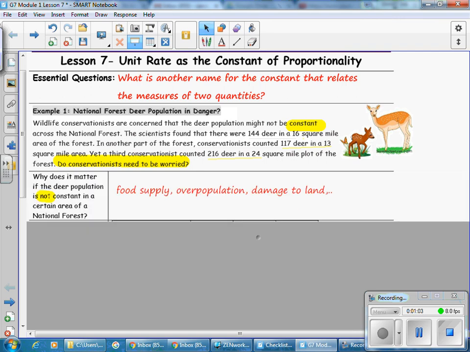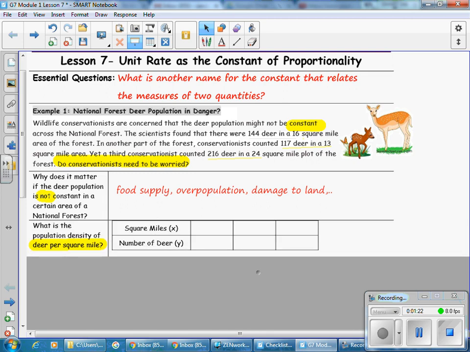Why does it matter if the deer population is not constant in a certain area of the national forest? Well, that could affect the food supply for the deer. Some areas might be overpopulated, and if there are too many, it could damage the land.